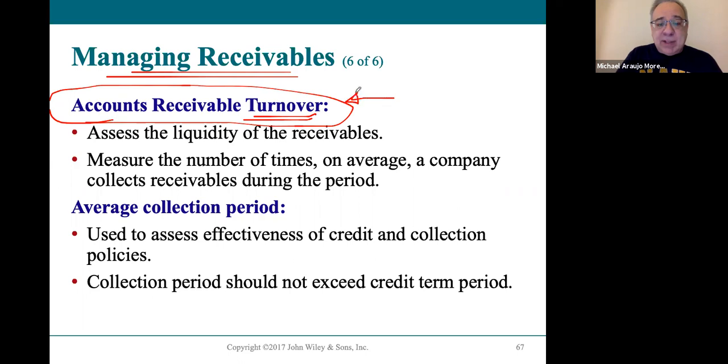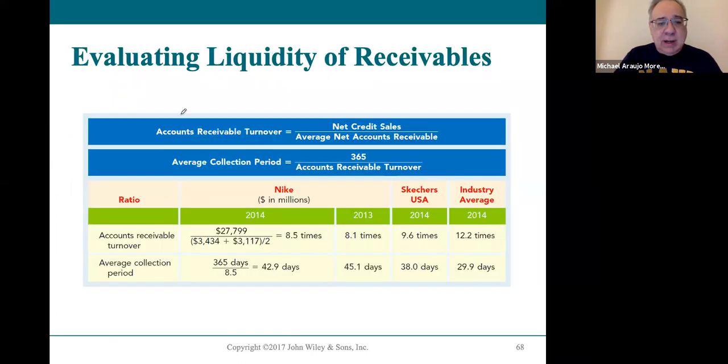Some companies might have slower than 12 times a year, which means they're not collecting enough. Some companies have more than a 12 times a year turnover ratio, which means they're collecting quite rapidly, which is good for them. You want to collect these as soon as possible because accounts receivable turns to cash. Once you know the turnover rate, you can assess a collection period, which is the number of days it takes to collect the money. Let's look at how that's done.